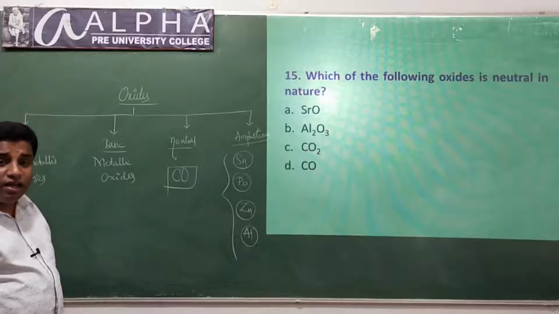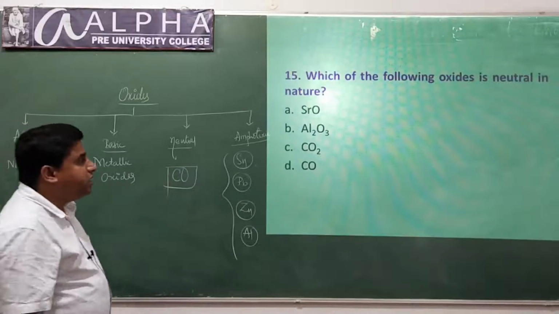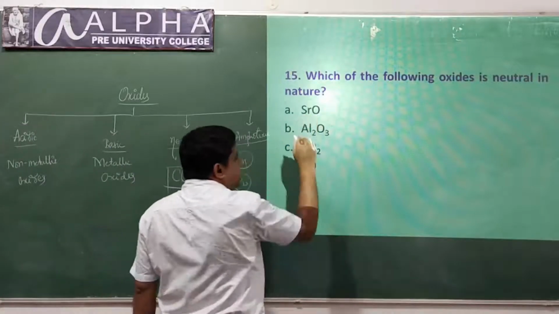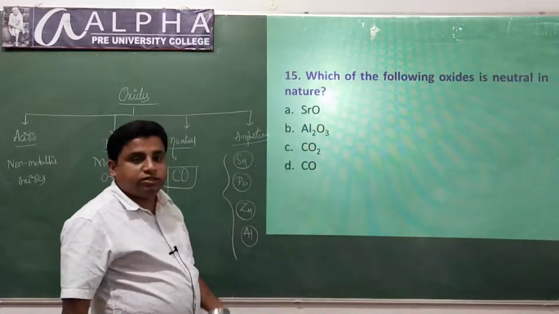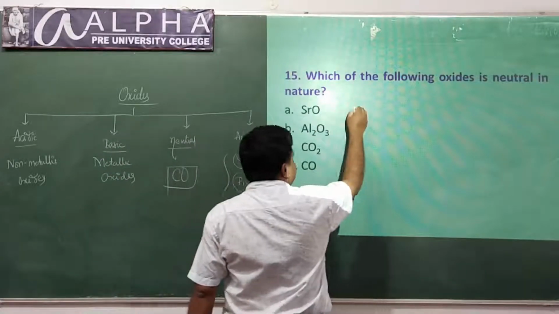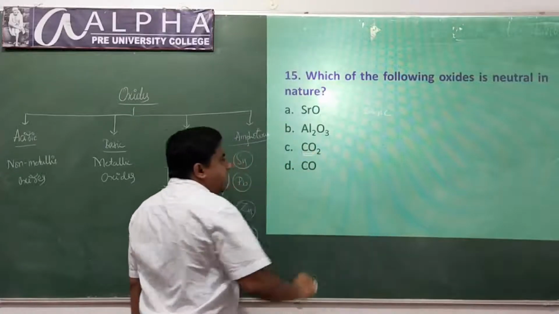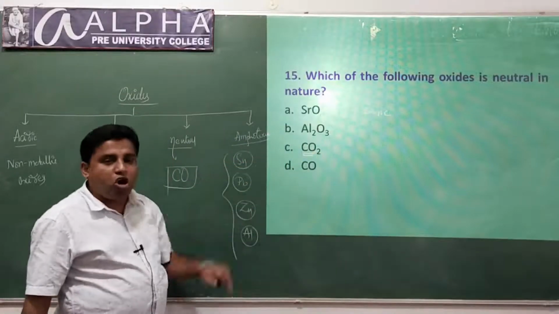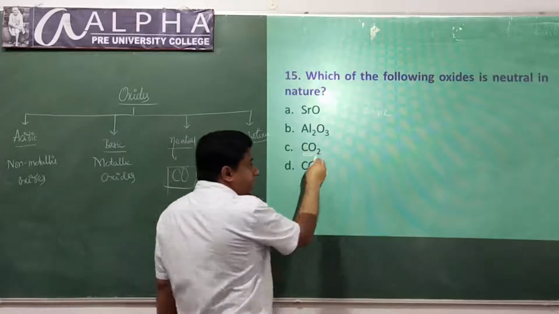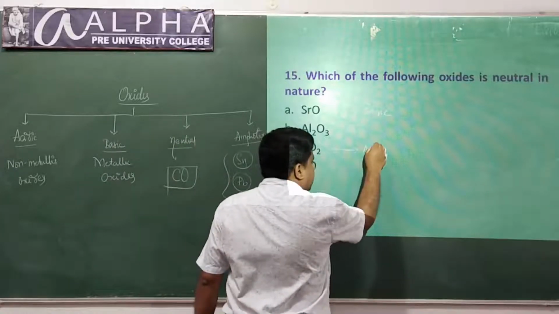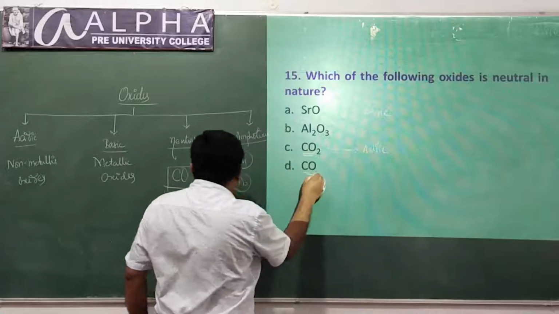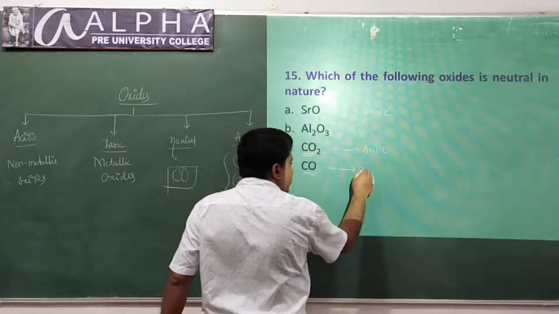Carbon monoxide is a neutral oxide. Look at strontium oxide. Strontium is a metal, so it's a metallic oxide, which means it is basic in nature. Carbon dioxide: carbon is a non-metal, therefore it's a non-metallic oxide, hence it is acidic in nature. I told you carbon monoxide will form what type of oxide?